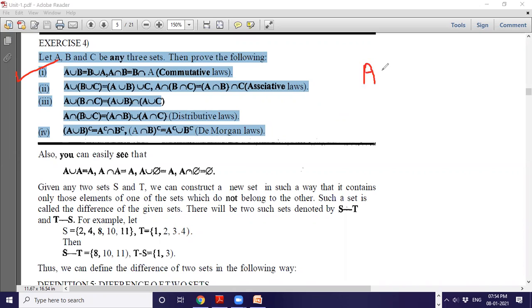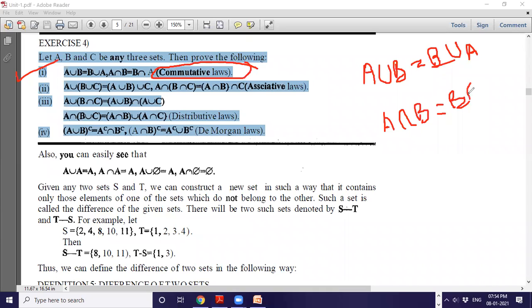A union B is equal to B union A. एक law है आपका first that is known as commutative law. And according to commutative law, A union B is equal to B union A, and A intersection B is equal to B intersection A. तो ये जो यूनियन है और ये जो इंटरसेक्शन है ये कम्यूटेटिव लॉ को सेटिस्फाई करते हैं. Okay, this too satisfies commutative law.